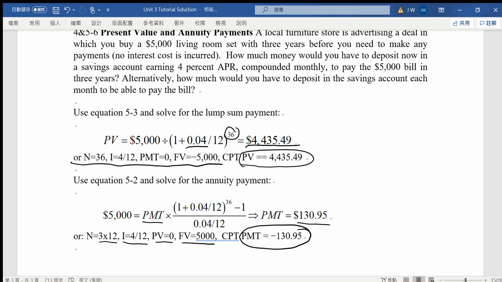That will be 130.95 every month. You need to save up that amount and put it into your savings account, and finally it accumulates over 3 years, including the principal and the interest, to become 5,000. Those are the two different ways to save up the 5,000. You should show it clearly.